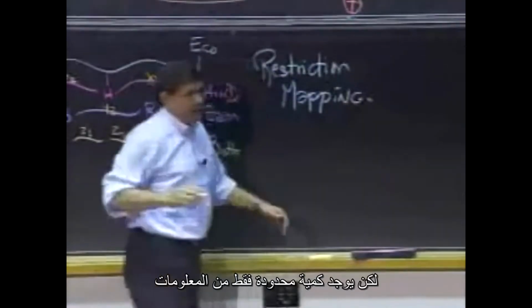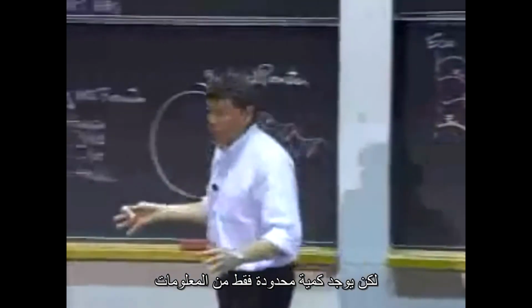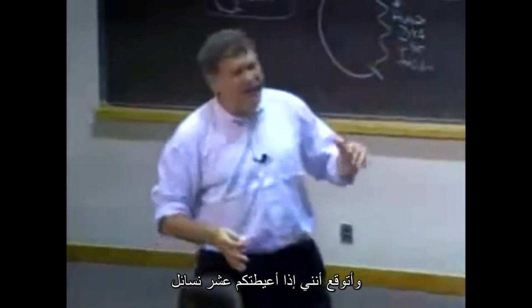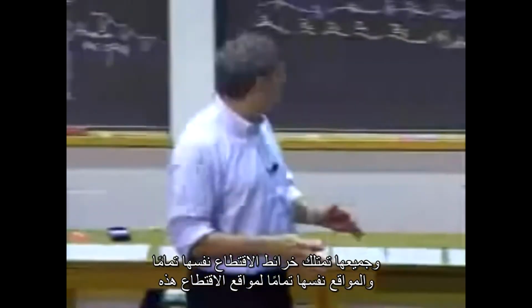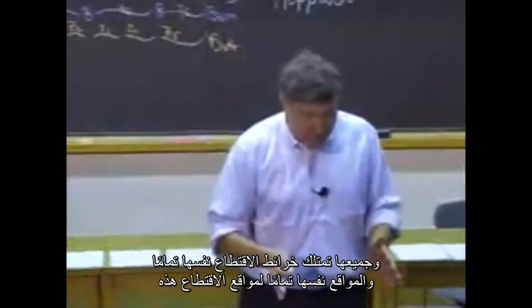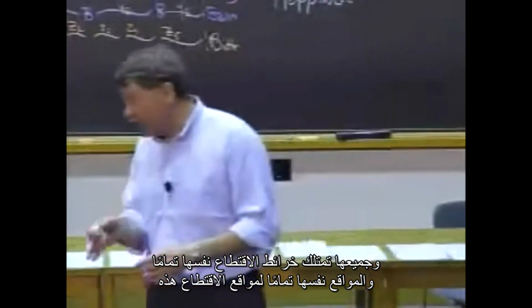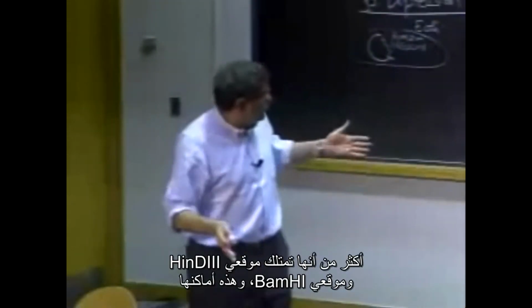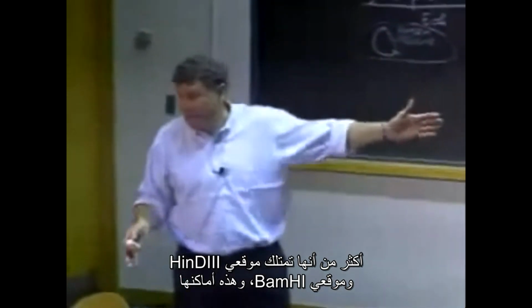But it's only a limited amount of information, right? Because you get where the sites are, and I guess if I gave you 10 clones and they all had exactly the same restriction maps, the exact same positions of these restriction sites, you'd feel pretty confident they were the same clone. But you still wouldn't really know much about the clone other than that it had 2 HindIII sites and 2 BamHI sites, and here's where they were.